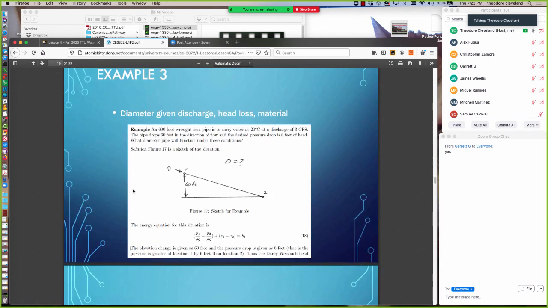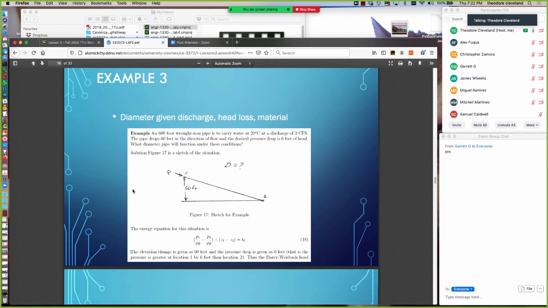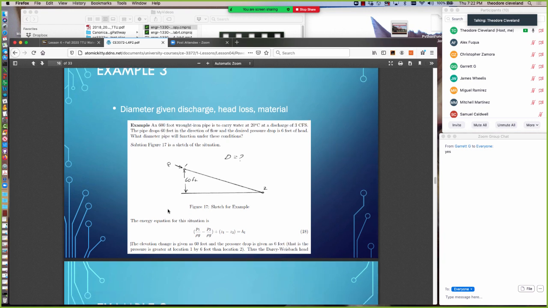So the last example is diameter given discharge, head loss, and material. So this is really the design use of the Moody chart. And here we have 600-foot iron pipe to carry water at 3 cubic feet per second.